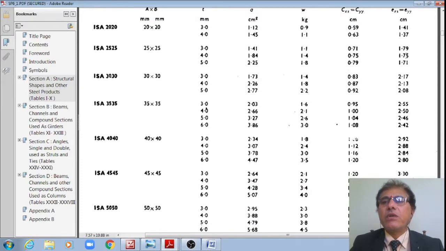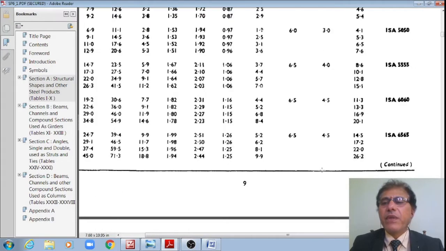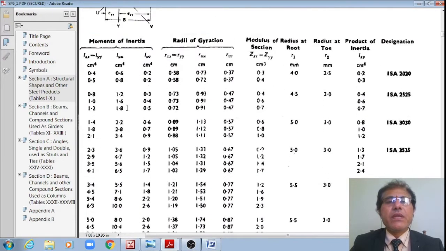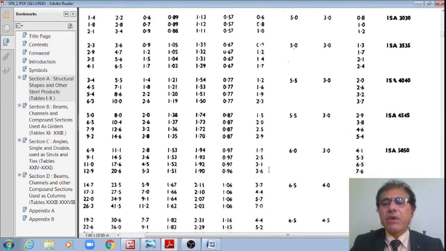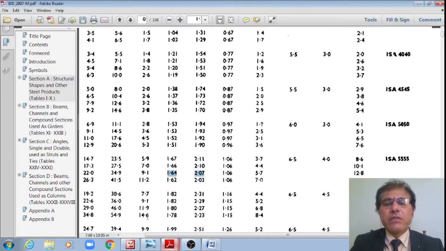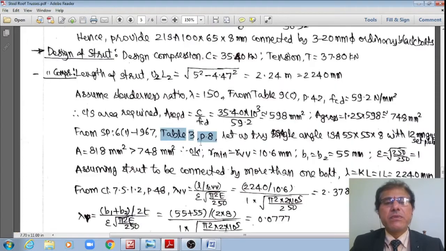Once it is okay, what I will now note down is the radii of gyration. Therefore I do have ISA 55 by 55 by 8. Accordingly I will note down the radii of gyration rxx and ryy, which are respectively these values. Therefore I am noting down those values, 1.64 and 2.07 respectively, right?